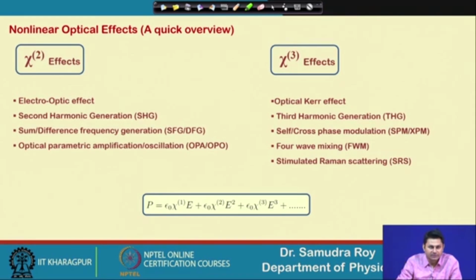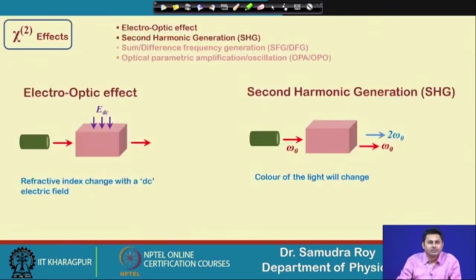In chi2 effect we have electro-optic effect, second harmonic generation, sum and difference frequency, and optical parametric amplification, and in chi3 effect these are the phenomena which we are going to discuss today. So, let us start with electro-optic effect and second harmonic generation. The figure already we have shown for second harmonic generation, but we did not say anything about the electro-optic effect.